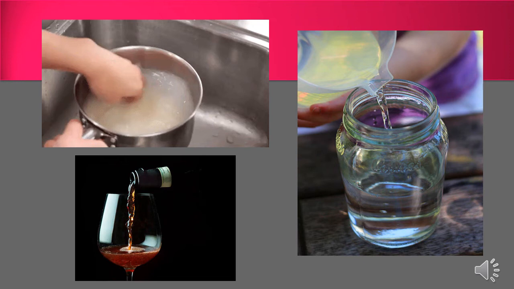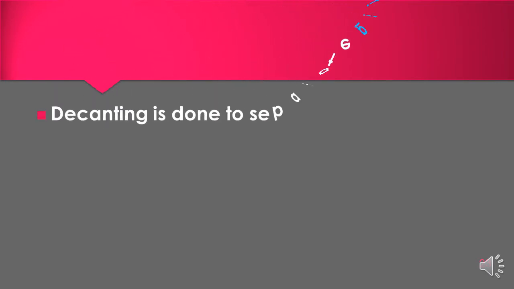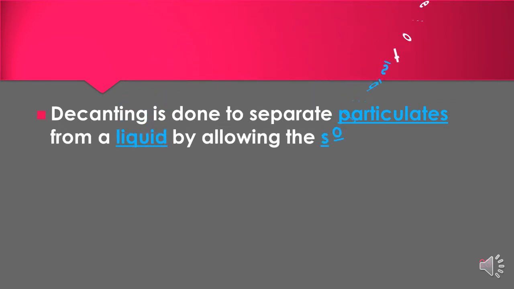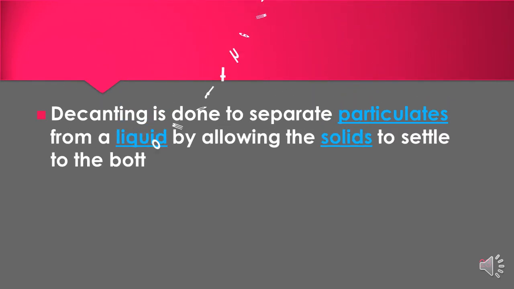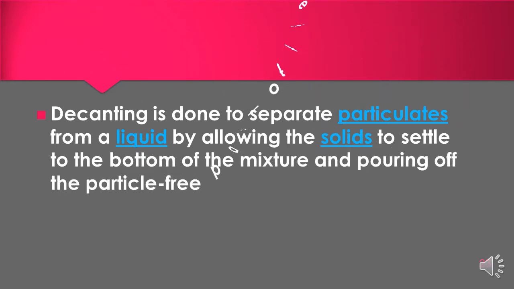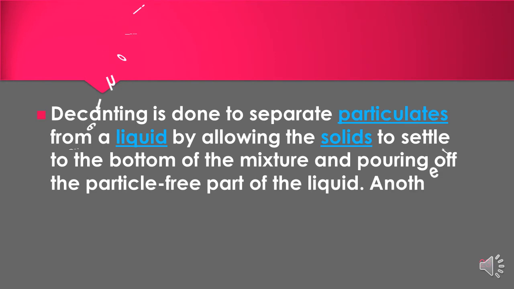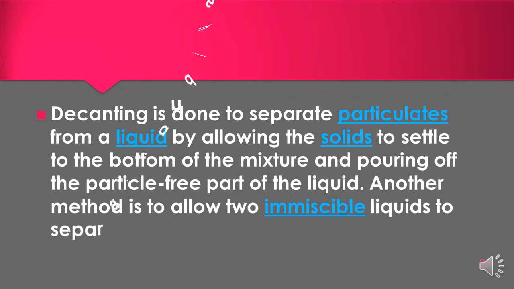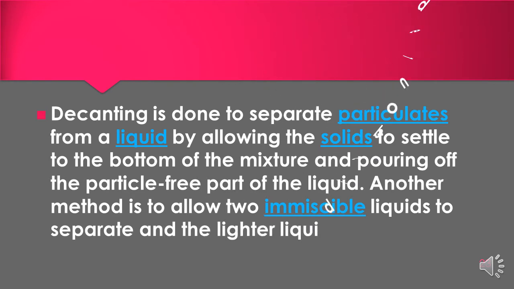Then again we have here separating oil and water. Decanting is done to separate particulates from a liquid by allowing the solids to settle to the bottom of the mixture and pouring off the particle-free part of the liquid. Another method is to allow two immiscible liquids to separate and the lighter liquid is poured off.